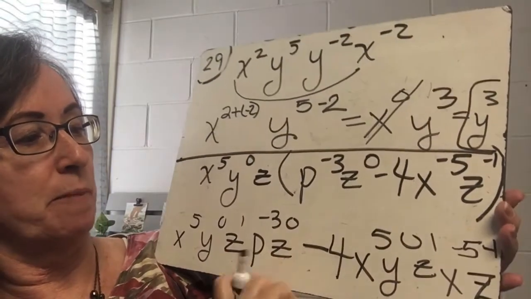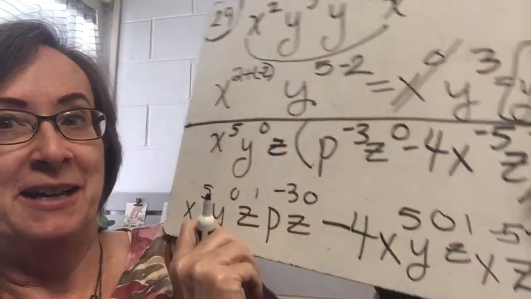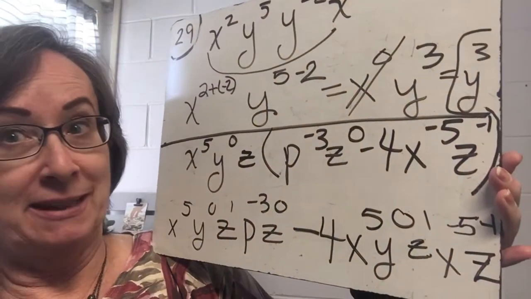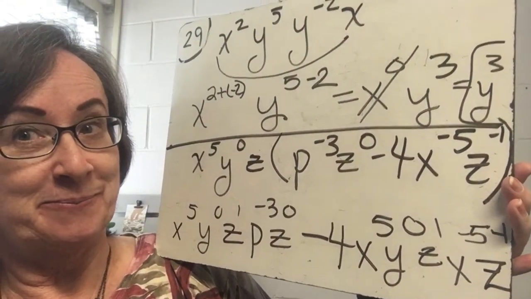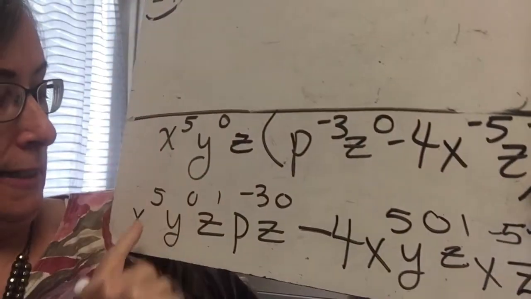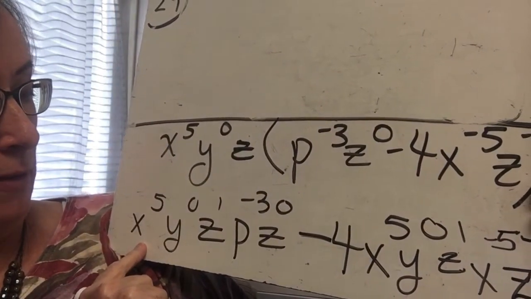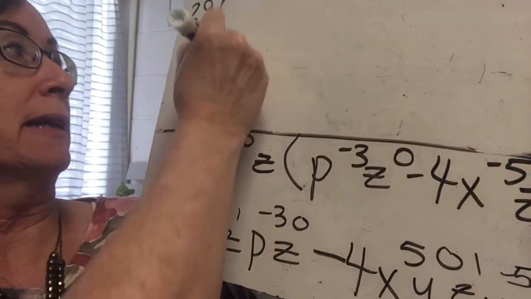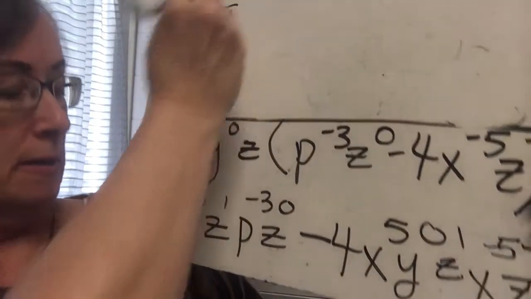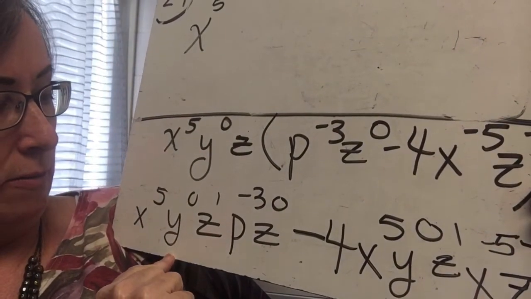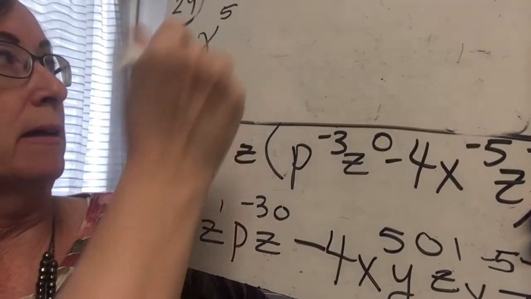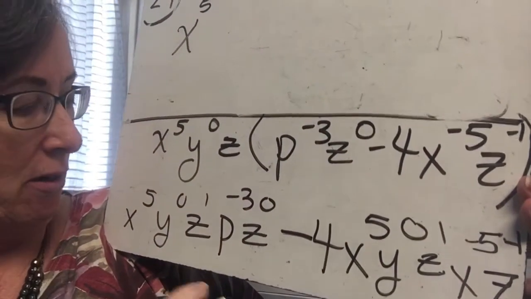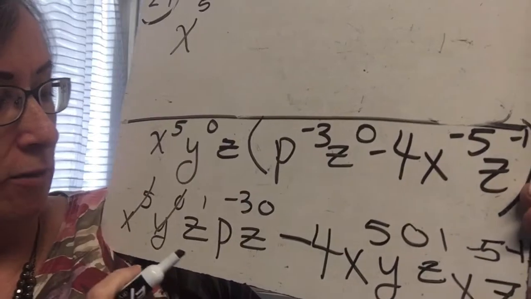I'm about to run off my board. That's a long problem. Okay, so now I have to simplify all of this. So let's get a little bit more board space. So now I erased all of this. So x to the 5 has no other x to multiply by, so we're going to leave it x to the 5. Y to the 0 has no other y. So y to the 0 is 1 though, so we don't have to write it down at all. So we took care of those two.